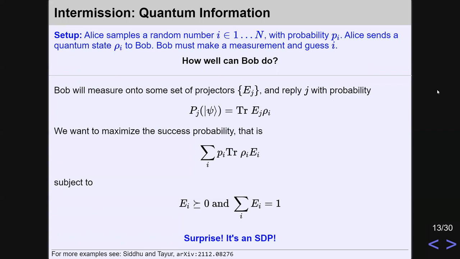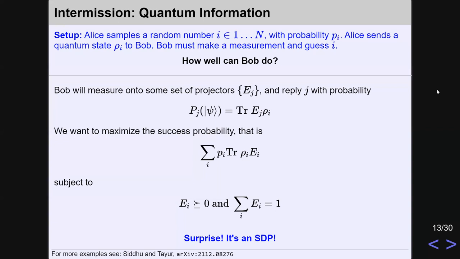It's the only secret. But Alice is going to send a quantum state, a bunch of entangled qubits, rho, to Bob. And there are n possibilities for what state rho is being sent. And Bob's job is to make a measurement on the quantum state and guess what quantum state he was given. Okay. And the question is, how well can Bob do? Can Bob guarantee success? What's the highest probability of success that Bob can achieve?